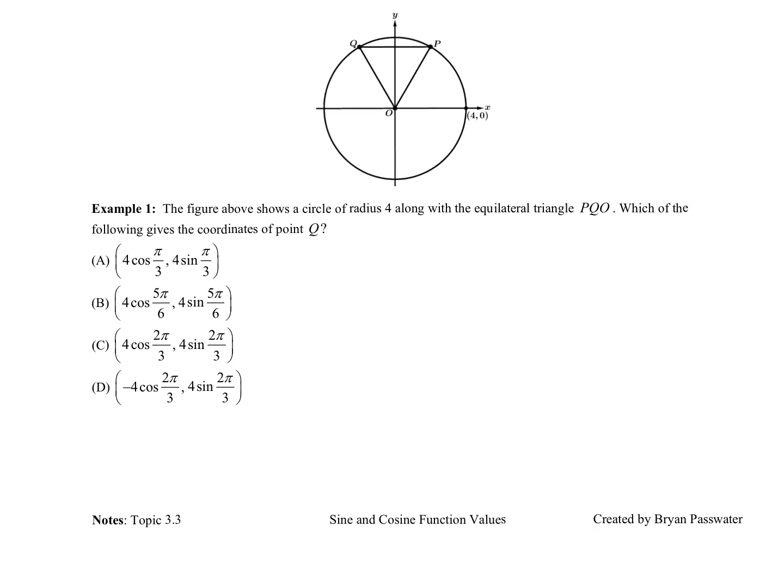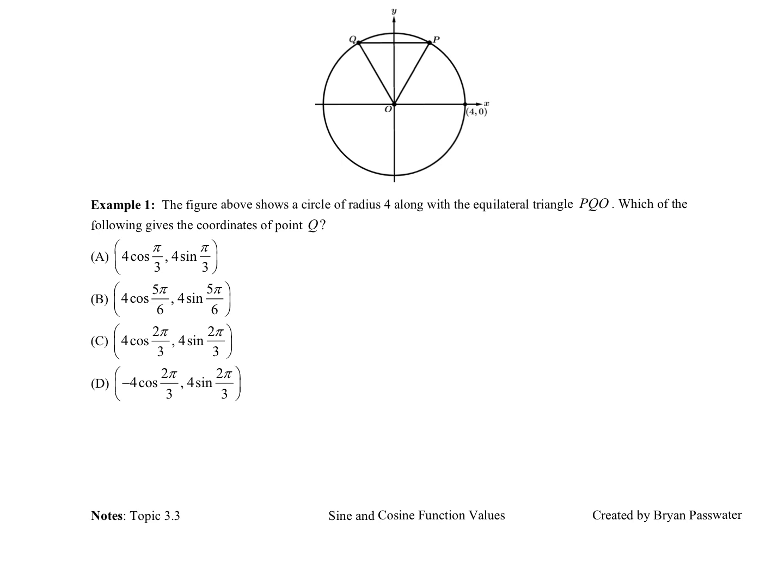All right, Miranda's going to read example 1. Here we go. Example 1. The figure shows a circle of radius 4 along with the equilateral triangle EQL. Which of the following gives the coordinates of point Q? Of point Q. All right. And so point Q is right here. And so when we're trying to figure this out, we need to know the angle measures.